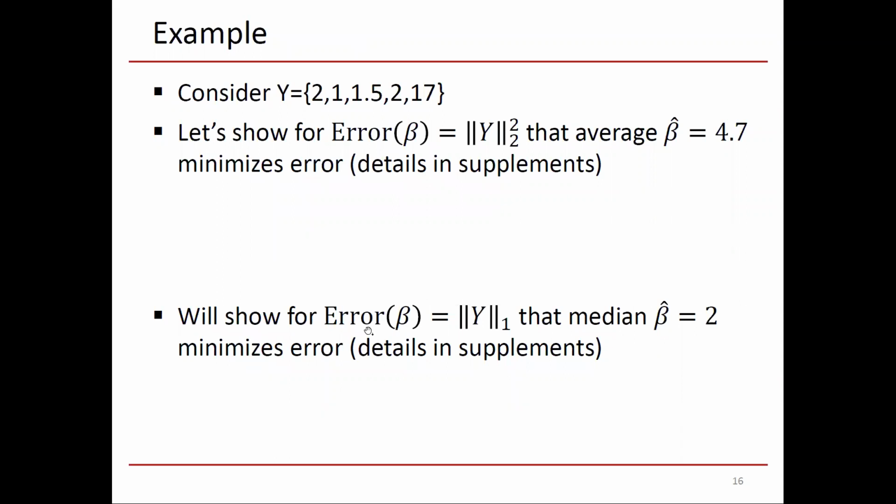All right, so here is our comprehensive example. We're going to evaluate both an absolute error and a squared error for the following data. Y is a vector and its elements are 2, 1, 1.5, 2, and 17.